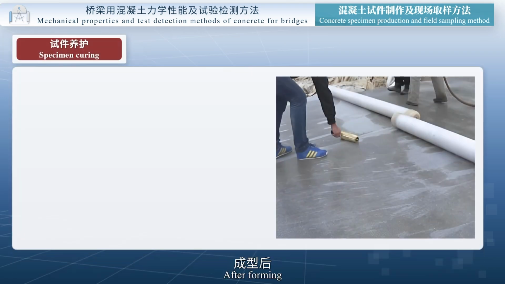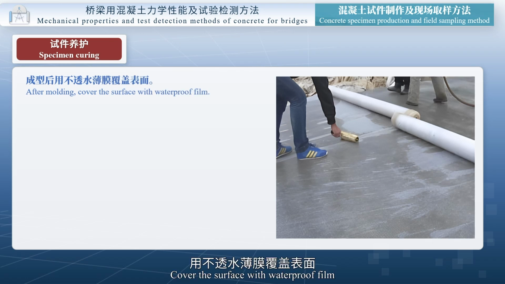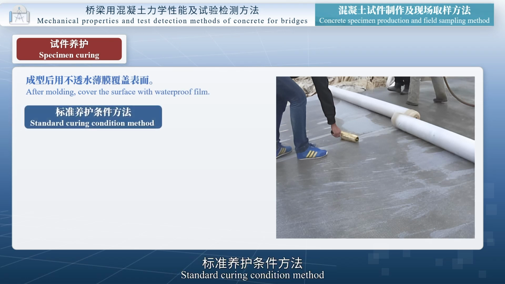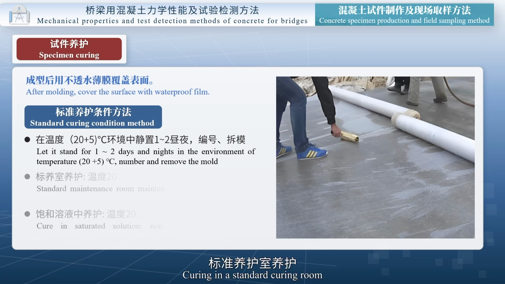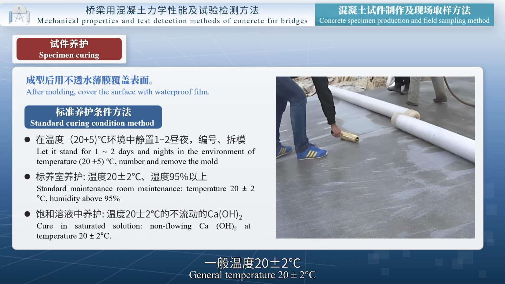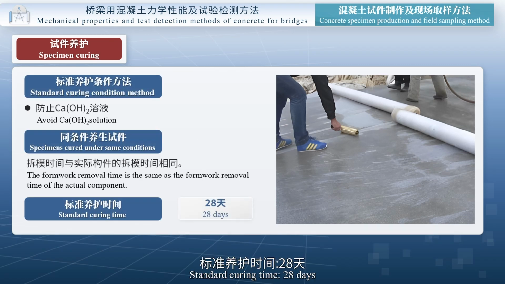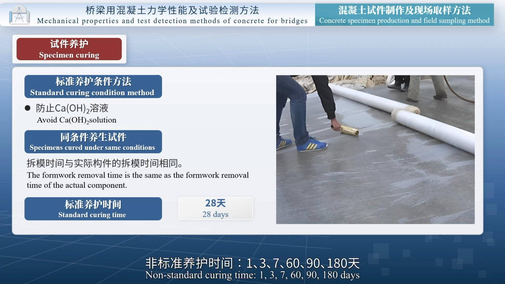Specimen curing. After forming, cover the surface with waterproof film. Standard curing condition method: in an environment with a temperature of 20 plus or minus 5 degrees Celsius, stand still for 1 to 2 days. Then perform numbering and demolding, and cure in a standard curing room. General temperature is 20 plus or minus 2 degrees Celsius, humidity above 95%. The standard curing time is 28 days. Non-standard curing times are 1, 3, 7, 60, 90, and 180 days.